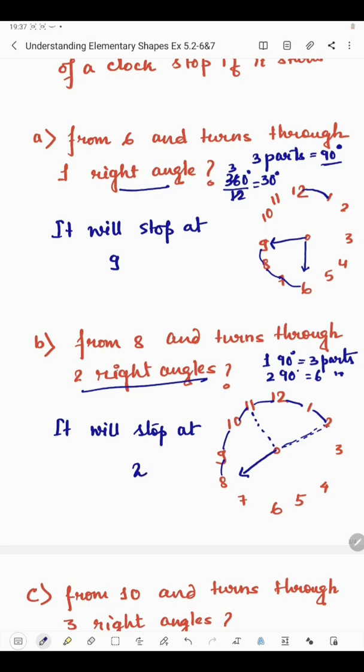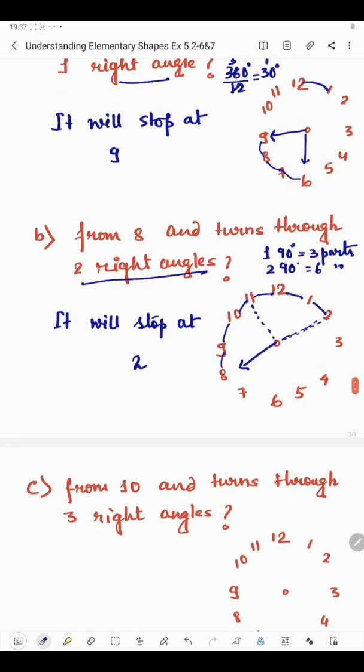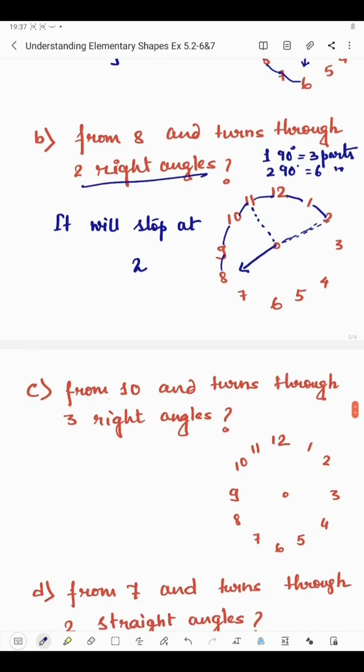Okay. Now the C part we have, where will the hour hand of a clock stop if it starts from 10? That means here is the hour hand and it turns through 3 right angles. Now 1 right angle means 3 parts. Then we have 3 right angles, so it's 9 parts. 1 means 3 parts, 2 means 6 parts, so 3 means 3 into 3, 9 parts.